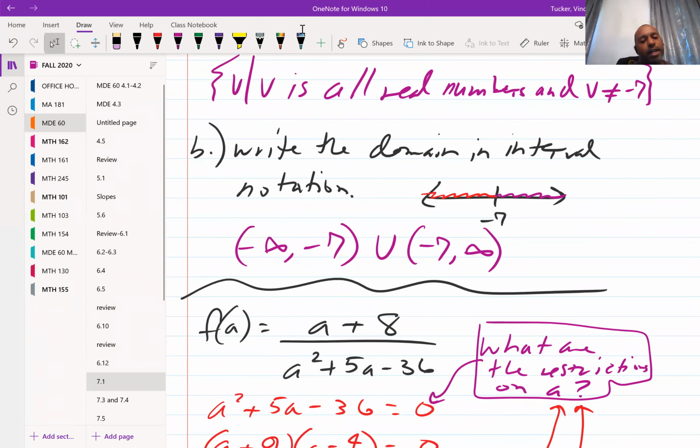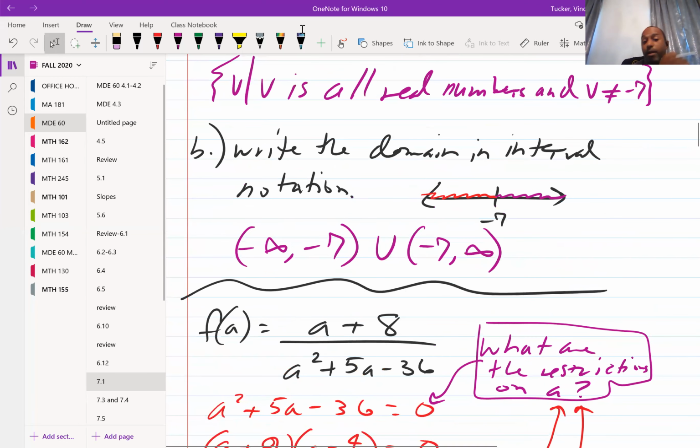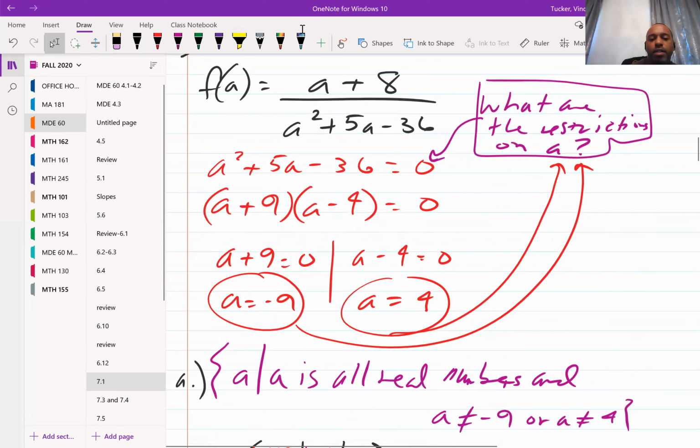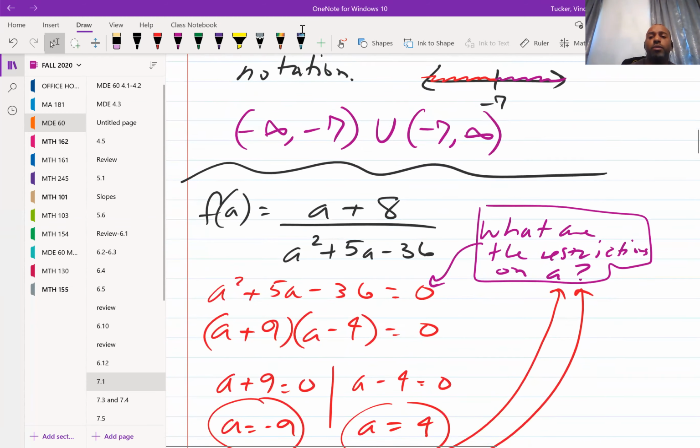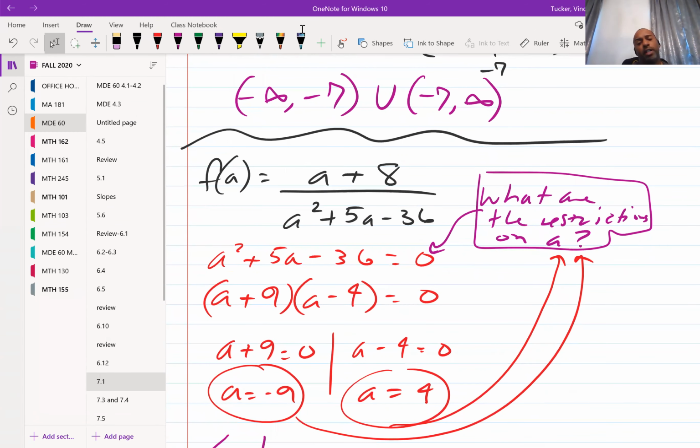Here we have f of a is equal to a plus 8 over a squared plus 5a minus 36. And okay, we're doing the same thing, same directions. We're going to write our domain in interval notation and in set builder notation. So remember what we did first was find out what are the restrictions. In other words, what values can I not use? So we set our denominator equal to 0. Our denominator is a squared plus 5a minus 36.